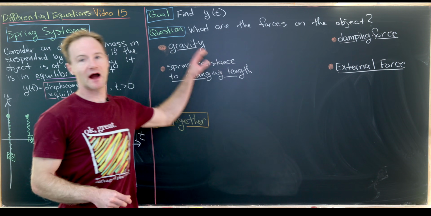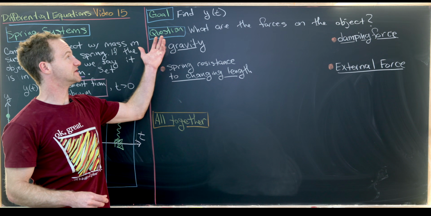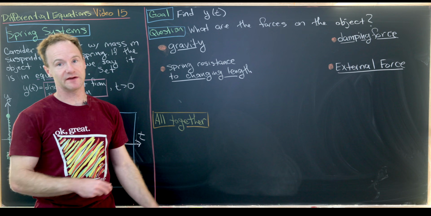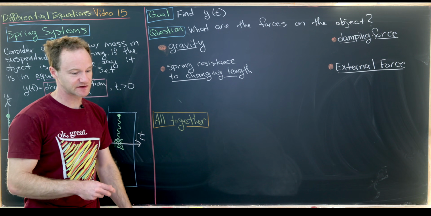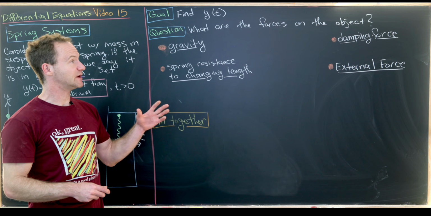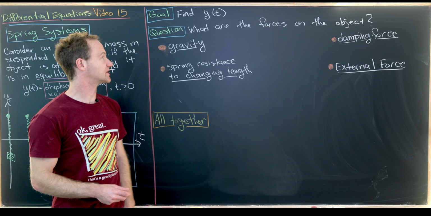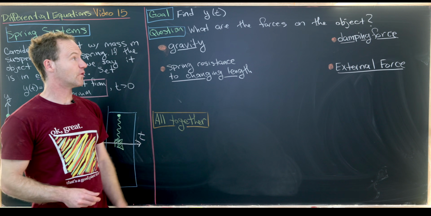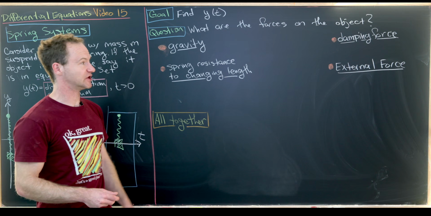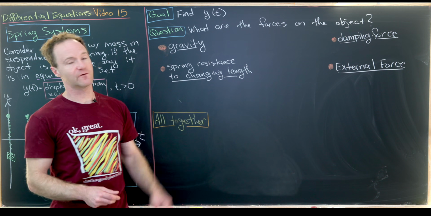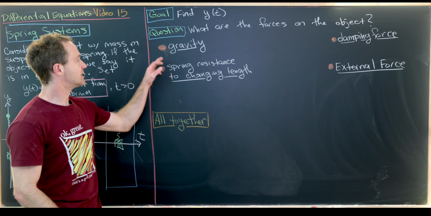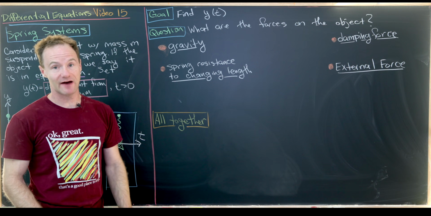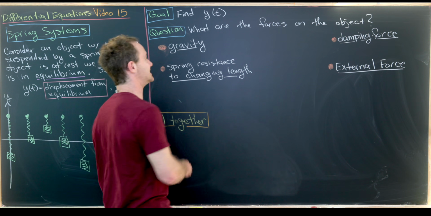Okay, so our main goal for this video is to describe the function y of t. In other words, find exactly what this function is. And we can do that by building a differential equation out of the forces acting on this object. So there are four main forces acting on this object. The first is the force due to gravity, which is pulling this object down.